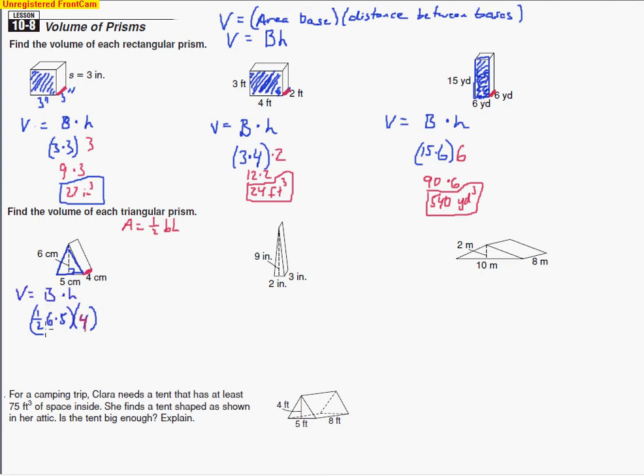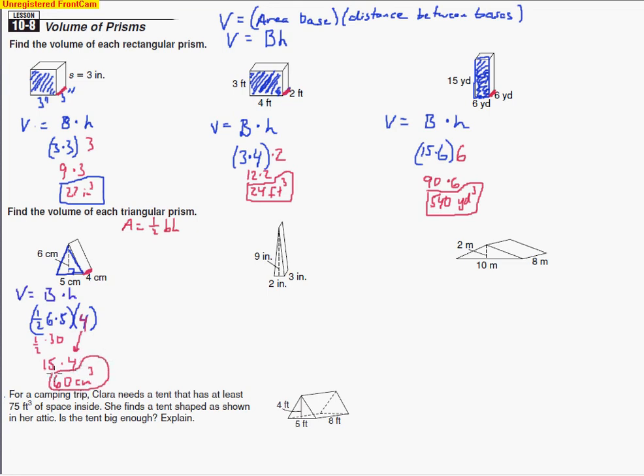So I go ahead and multiply here. I have 6 times 5 is 30, times 1/2 makes 15. So it's 15 times 4. Just brought the 4 down there. And so when I multiply those numbers together, I end up with 60 centimeters to the third power, or cubic centimeters.